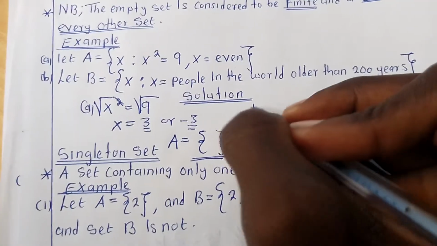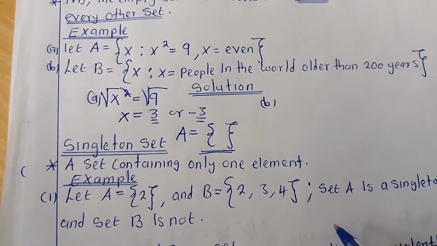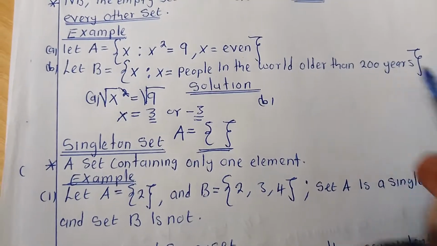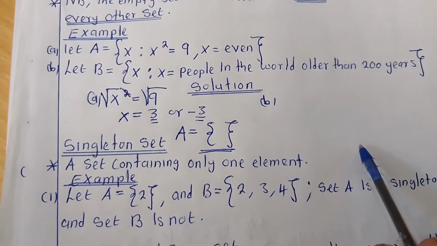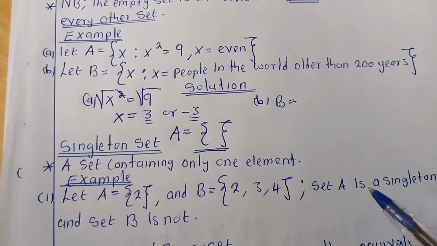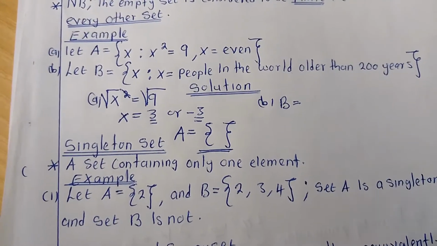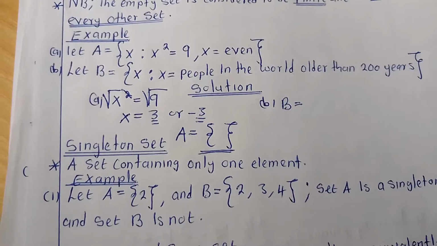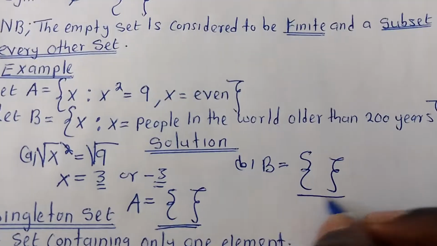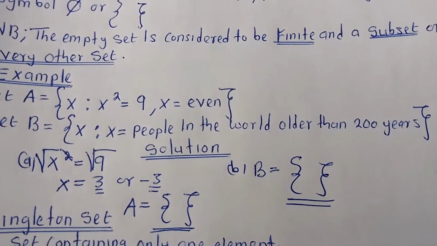B. Let B equal to x such that x is equal to people in the world older than 200 years. But then I know that no one has ever lived more than even 150 years this time around. It's impossible. It's just a wish that is impossible. Therefore, set B happens to be an empty set. There is nothing to put in there. Therefore, it is an empty set.